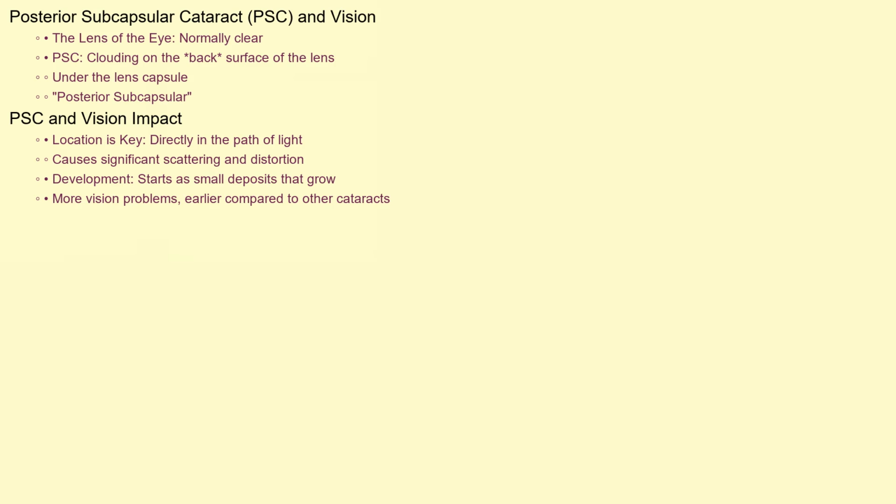To understand how a PSC affects vision, let's talk about the lens of the eye. The lens is normally clear, allowing light to pass through and focus on the retina. In a PSC, the opacity, or clouding, develops on the back surface of the lens, right under the lens capsule, hence the name posterior subcapsular. This location is particularly problematic because it's right in the path of incoming light, significantly scattering and distorting it. The clouding often begins as small, granular deposits, which then grow and coalesce over time.